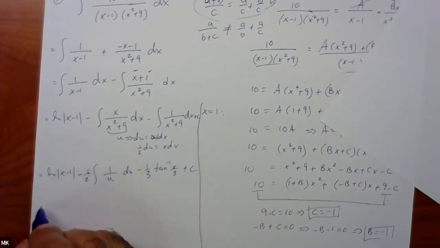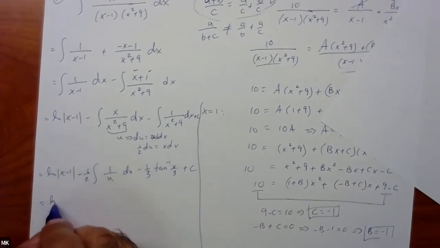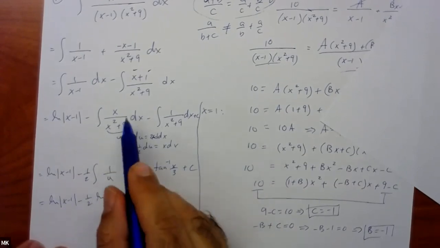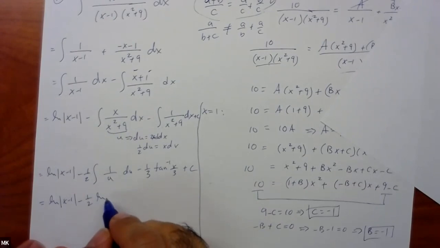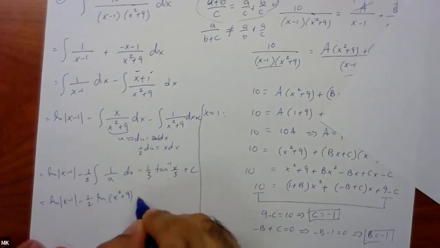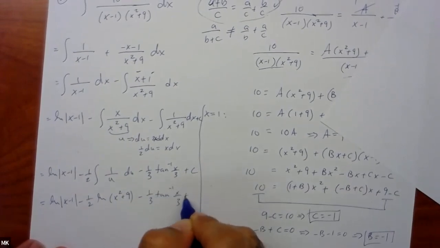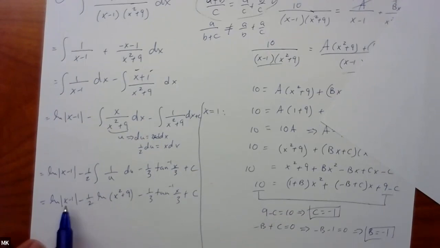And then 1 over u is, u in this case was x squared plus 9. And of course, this c is a combination of the c's you get from each of the antiderivatives, but I combine them as a single c.